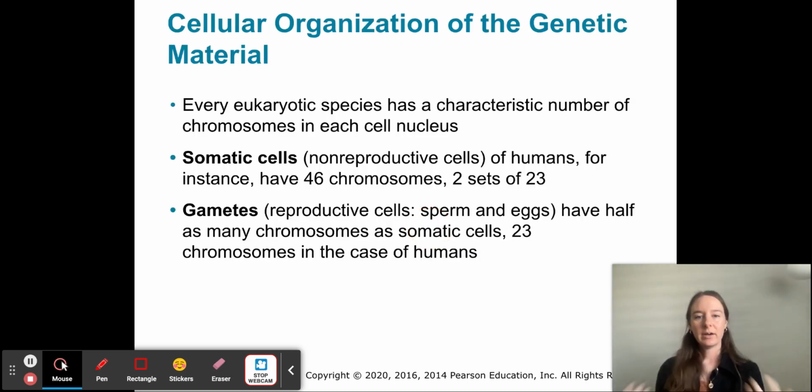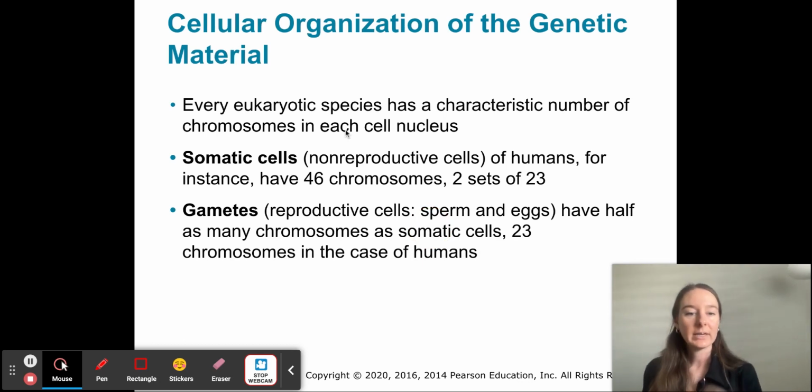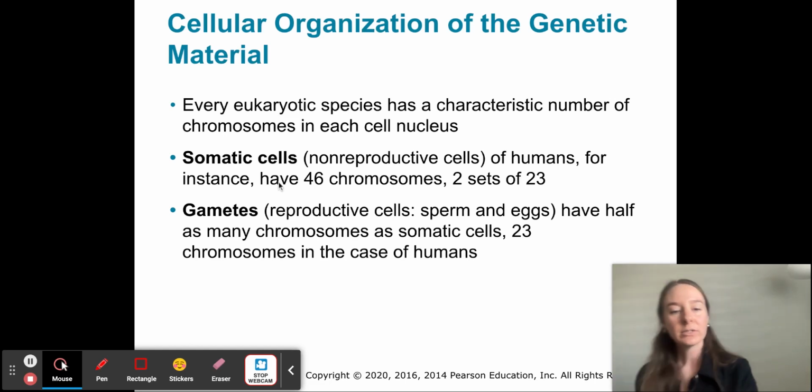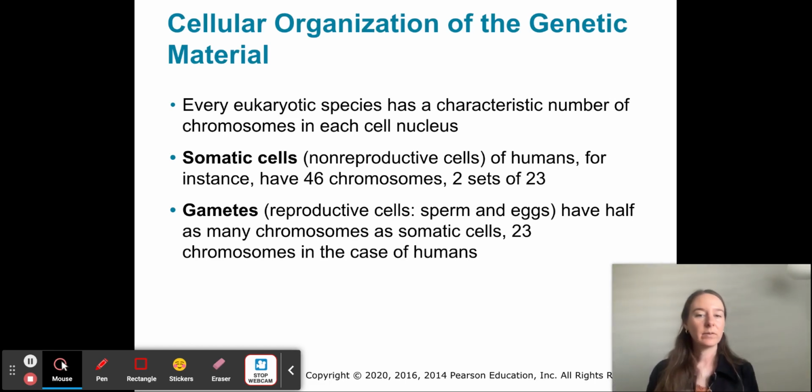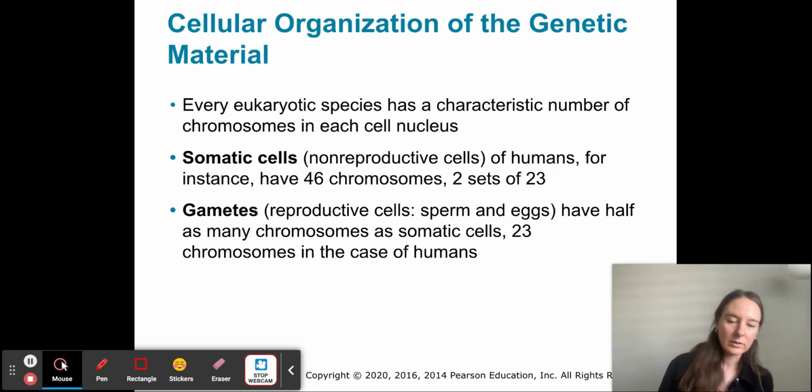Now, in eukaryotic cells, different species have a different number of chromosomes in the nucleus where the DNA is held. But there are some differences in the different types of cells that you have in your body. So for example, let's look at a human, and then we'll look at some other examples. Most of your cells in your body are non-reproductive cells or somatic cells. These are your body cells, like your skin cells, your muscle cells, your blood cells, your bone cells, your white blood cells. Most of the cells in your body are somatic cells.